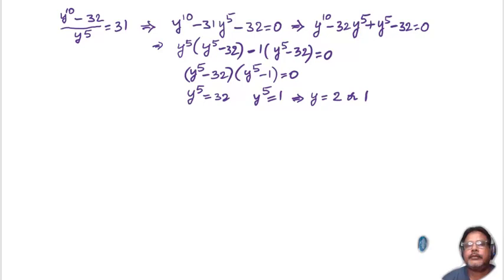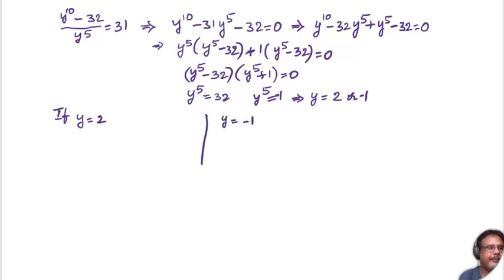We will get minus 1. So here plus 1 you have to take common. So plus 1 you will get here. Here you will get minus 1. So here if you replace, if y is equal to 2, what will happen? If y is equal to minus 1, what will happen?